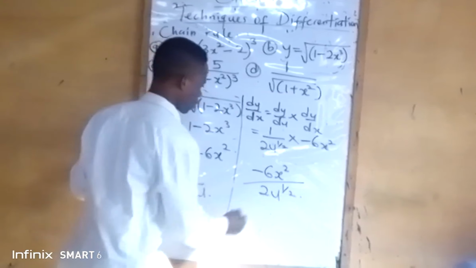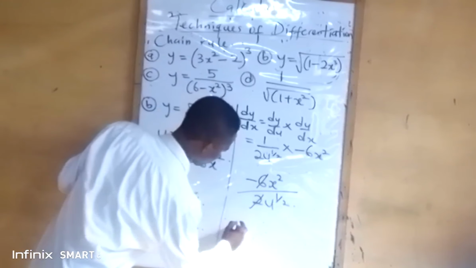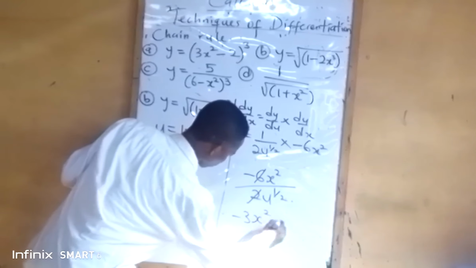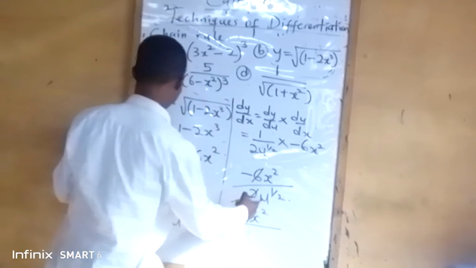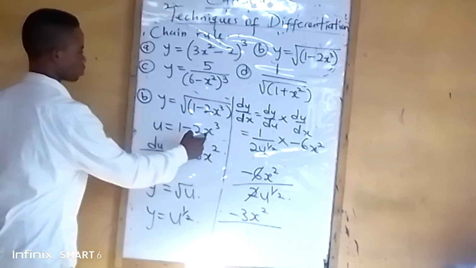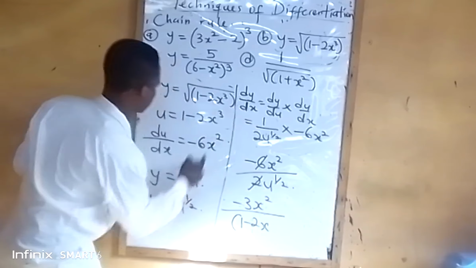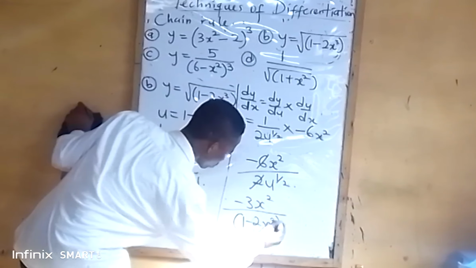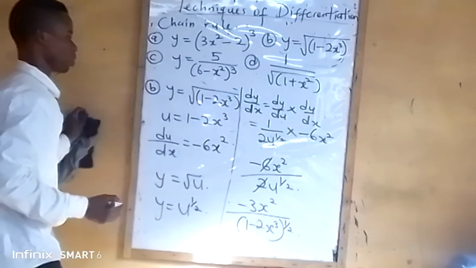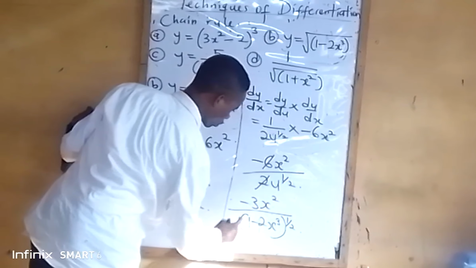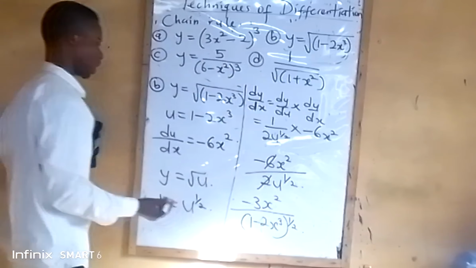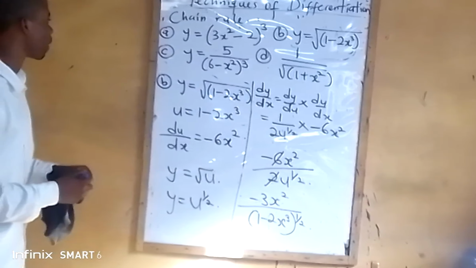As you can see, this one can cancel this. That's minus 3x squared all over, what is u? I told you we substitute for u. 1 minus 2x cubed, all raised to power 1 over 2. Or you can just turn it into a square root. So that is the answer for number 2.